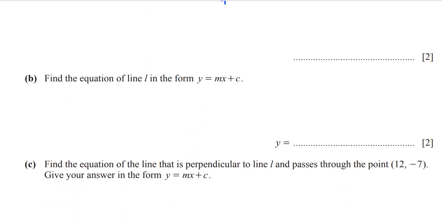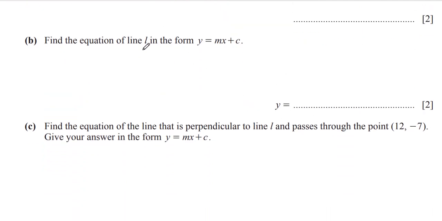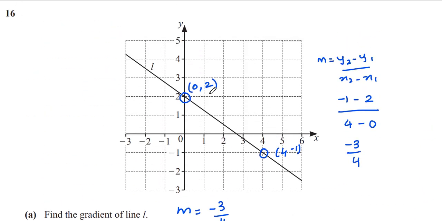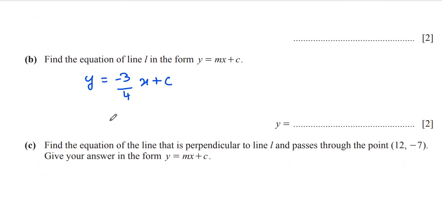What is the next question? Find the equation of a line in the form of y equal to mx plus c. Now we found the gradient. y equal to -3 by 4 x plus c. So in order to find c, this is the y-intercept, so you just check the graph. Where does the line cross the y-axis? At 2. So the value of c is 2. So we are going to substitute 2 here. So y equal to -3 by 4 x plus 2.